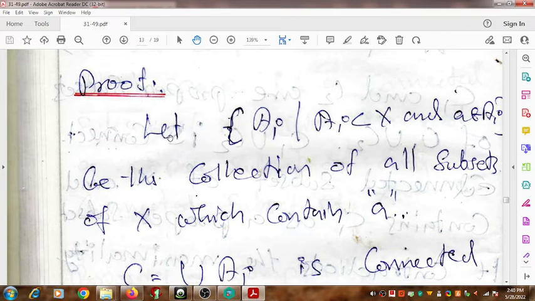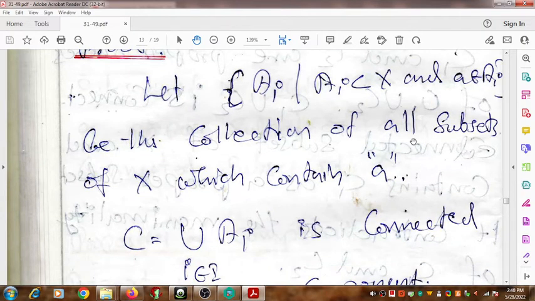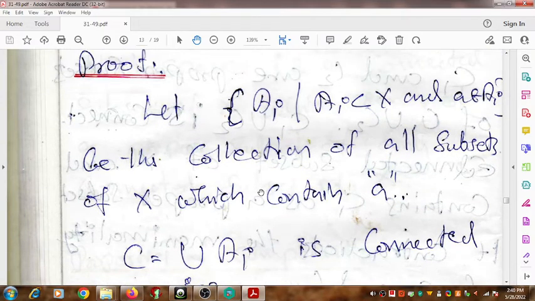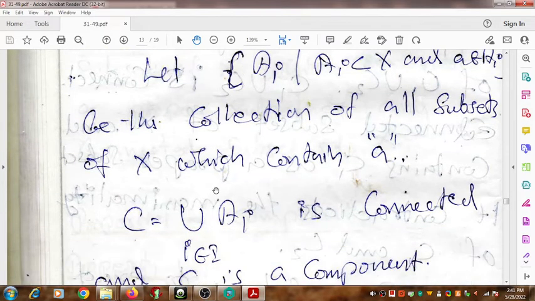Let us consider the set AI, where AI is a subset of X such that a is an element of AI, be the collection of all subsets of X which contain A, and also they are connected. In addition to that, we have to write that each AI is connected. So here we consider only those connected subsets of X which contain A. Actually by mistake it's not written there.